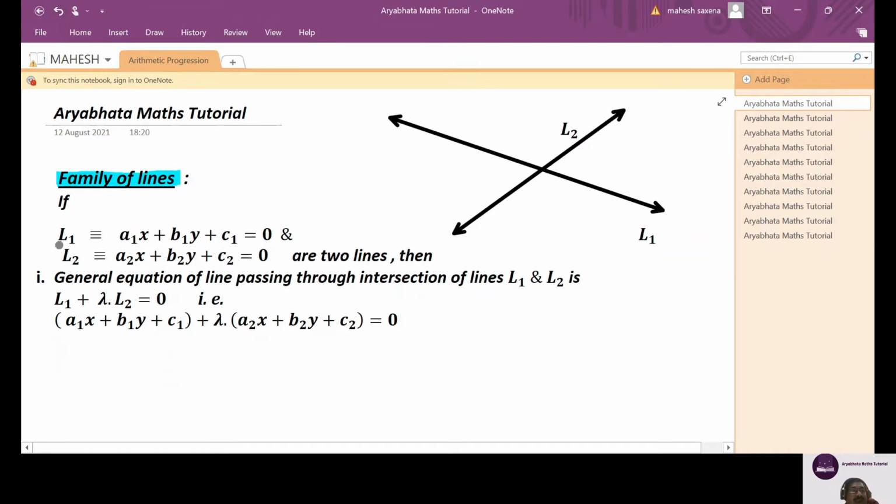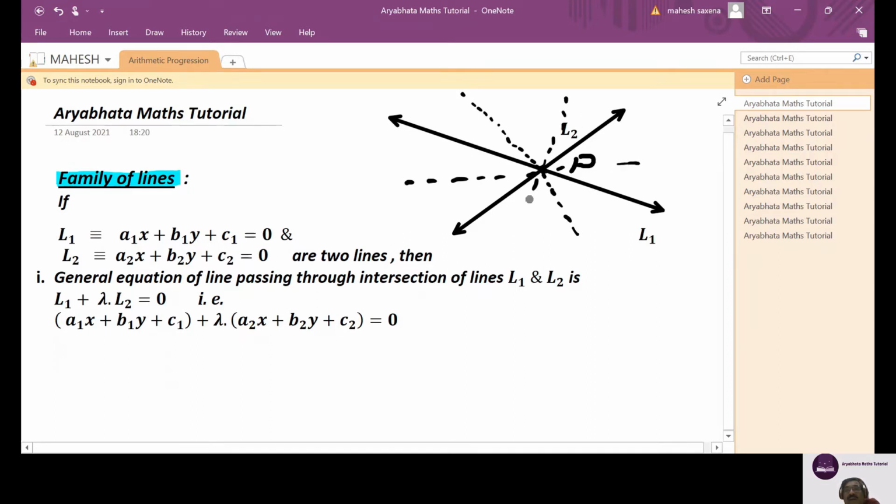Let line L1 be a1x plus b1y plus c1 equal to 0 and the line L2 be a2x plus b2y plus c2 equal to 0. Let these two lines L1 and L2 be represented as this, and these two lines intersect at a point P. Then it is clear that many lines can pass through this intersection point P.